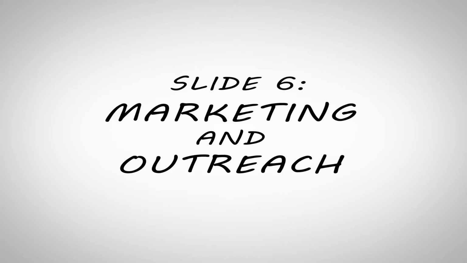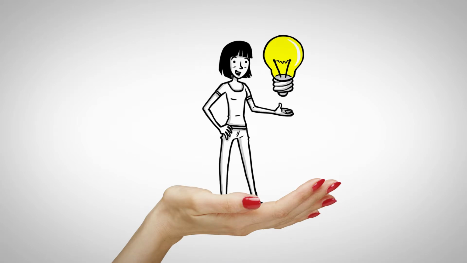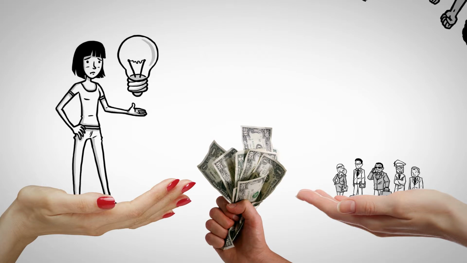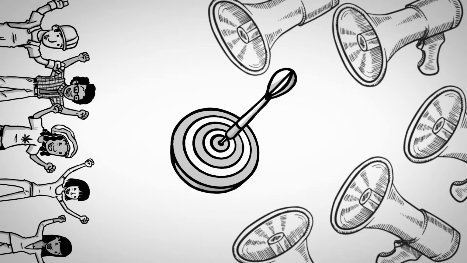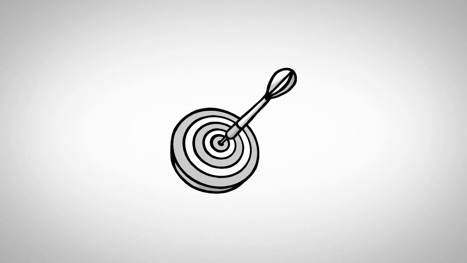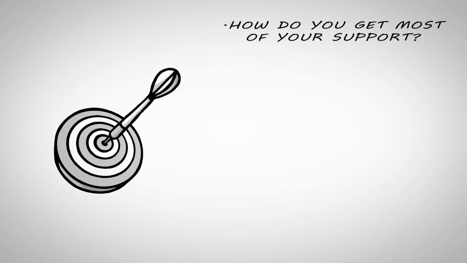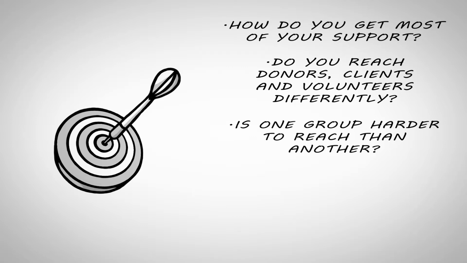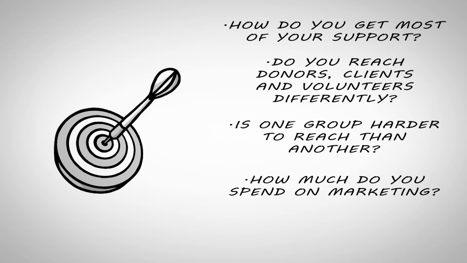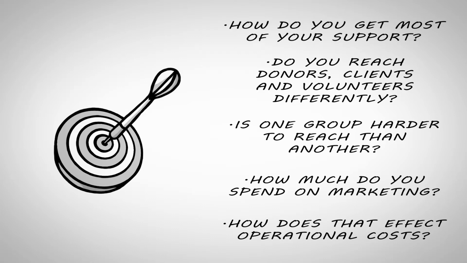Slide 6, marketing and outreach. You've got a great concept. Now, what are you doing to get it in front of potential donors, volunteers, and clients? Your marketing and outreach slide should explain who's in your target market and how you reach them. State whether you get most of your support through word of mouth, social media, or events. Is this different for donors, volunteers, or clients? Is one group harder than the others to reach or recruit? What are you spending on marketing? And how does that affect the cost of operating your program?